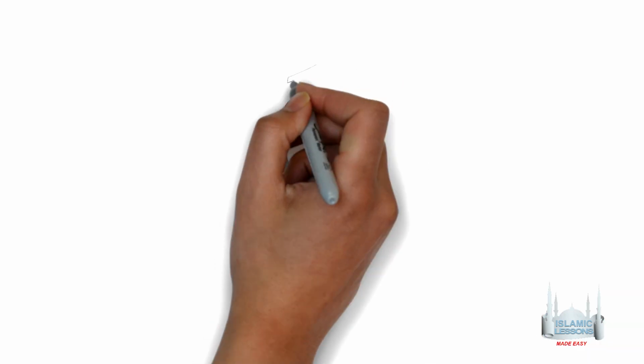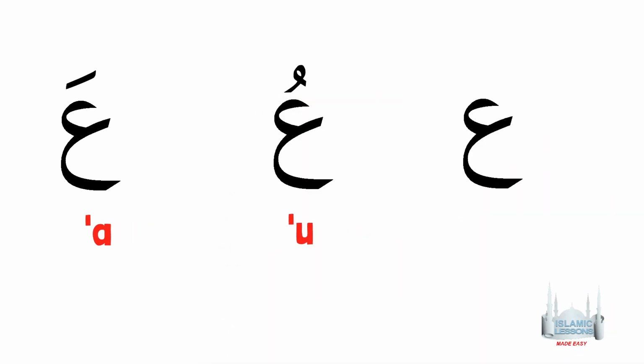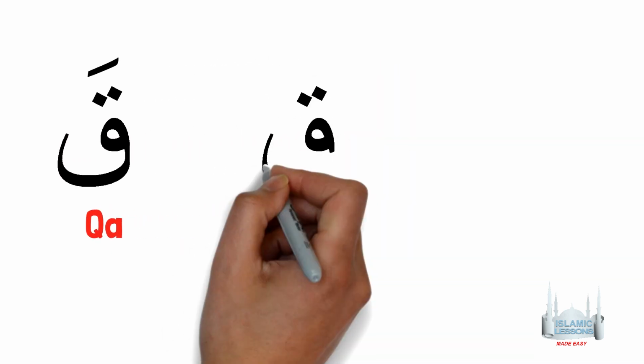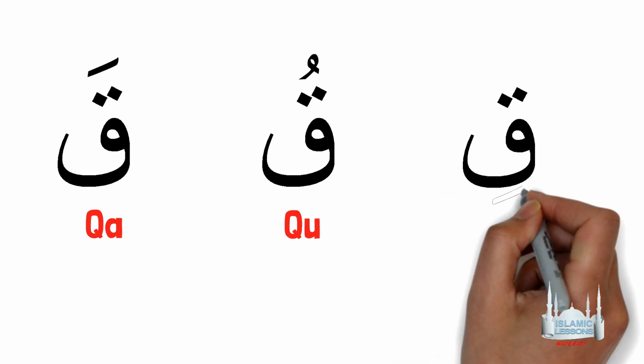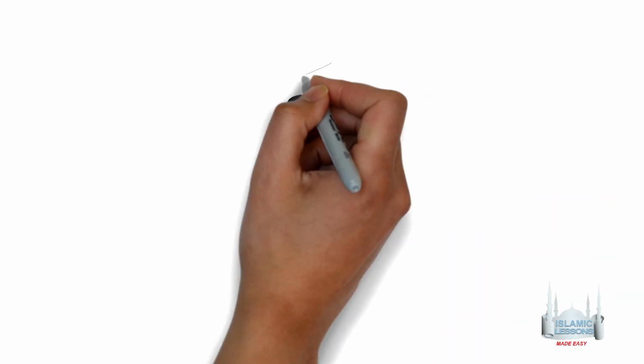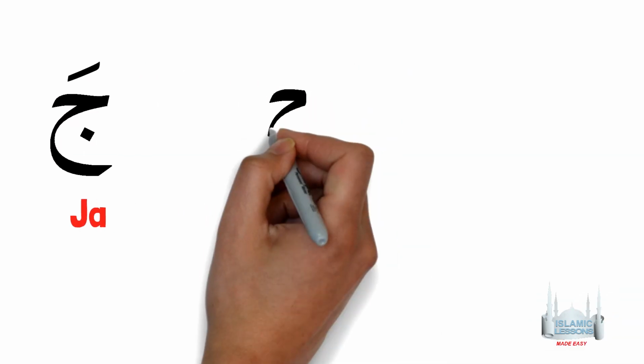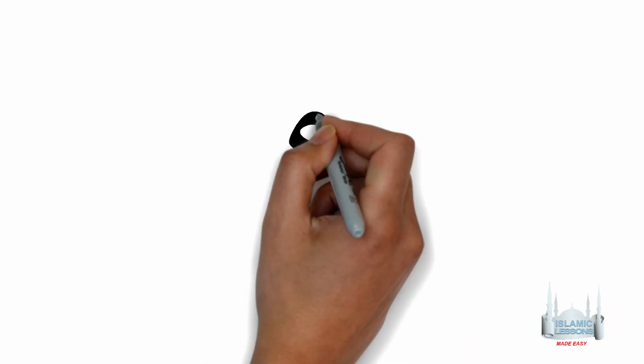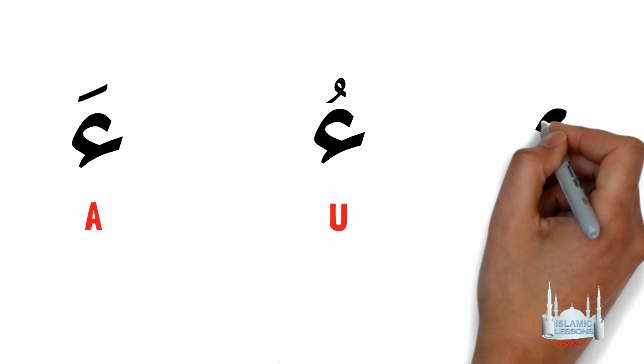This letter is Ain. A. Au. Ai. This letter is Qaaf. Qa. Qu. Qi. This letter is Jeem. Ja. Ju. Ji. This letter is the Hamza. A. U. I.